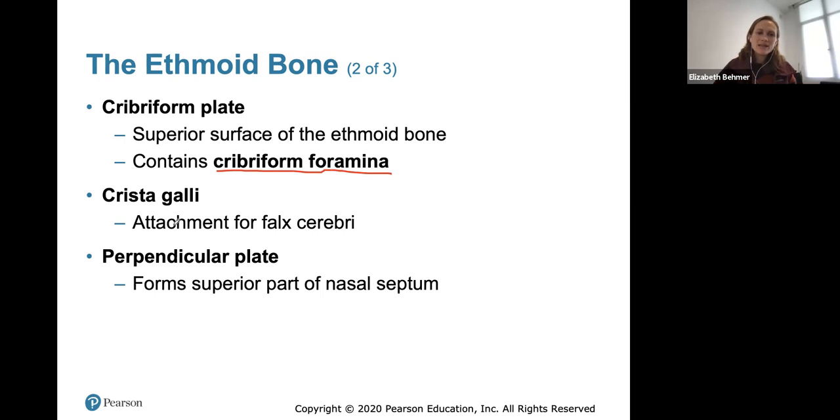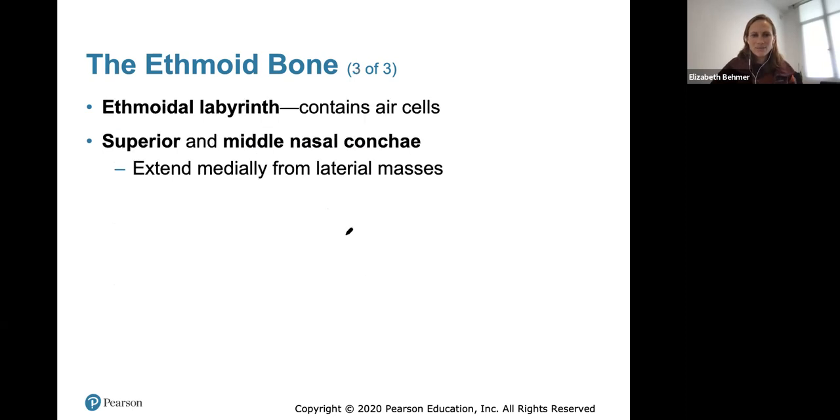The crista galli is an attachment place for the falx cerebri, which is a ligament within the cerebrum. And then the perpendicular plate forms the superior part of the nasal septum. The ethmoidal labyrinth contains air cells, and the ethmoid bone contains your superior and middle nasal conchae, which extend medial to form lateral masses within the bones.